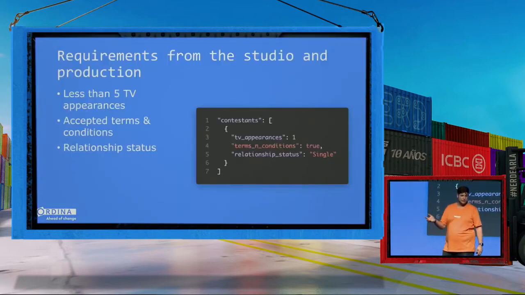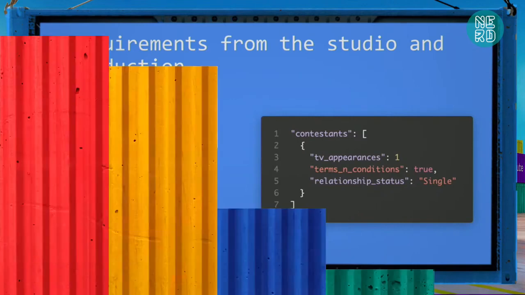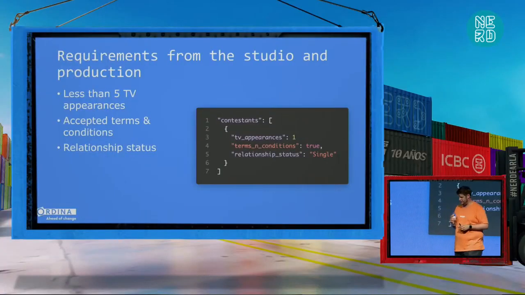And then, since the television production team solved that part on how to deal with additional properties, we also thought, yeah, but we also have some requirements. For example, they need the contestants to have less than 5 appearances on television. They're not looking for people who want to gain a quick fame. So this is a rule they have. Also, they want the contestants to have accepted terms and conditions, and also the relationship status should be a bit okay, so they won't get in trouble with husbands and wives and that kind of hassle.